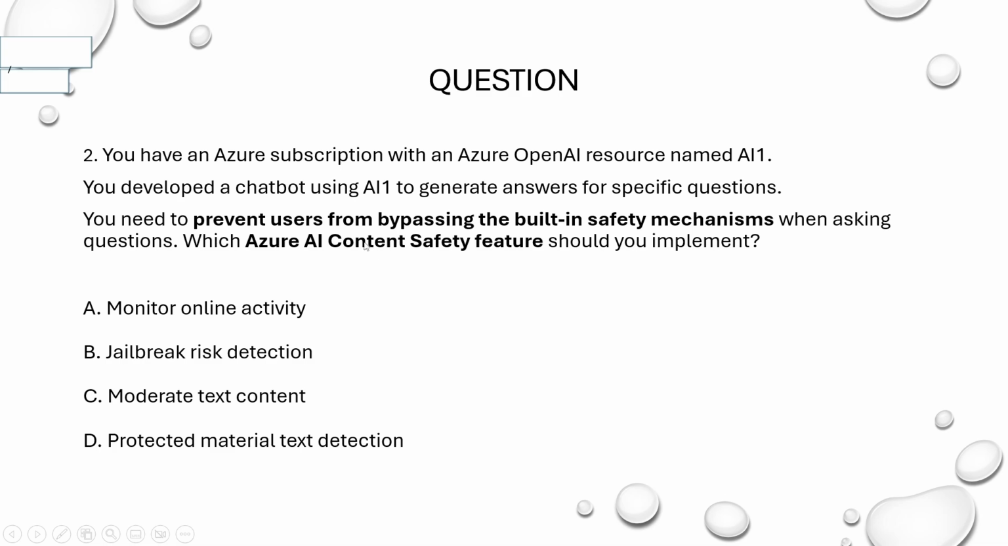Now, which Azure AI Content Safety feature prevents users from bypassing the built-in safety mechanism when asking questions to an OpenAI model? So what's the answer? The answer is jailbreak risk detection or prompt shields.